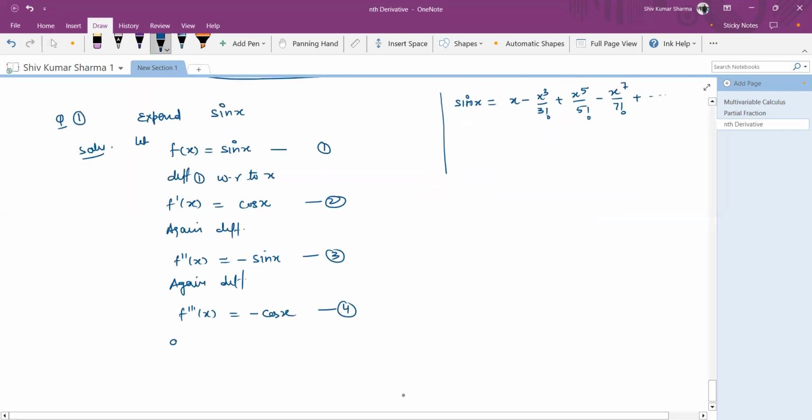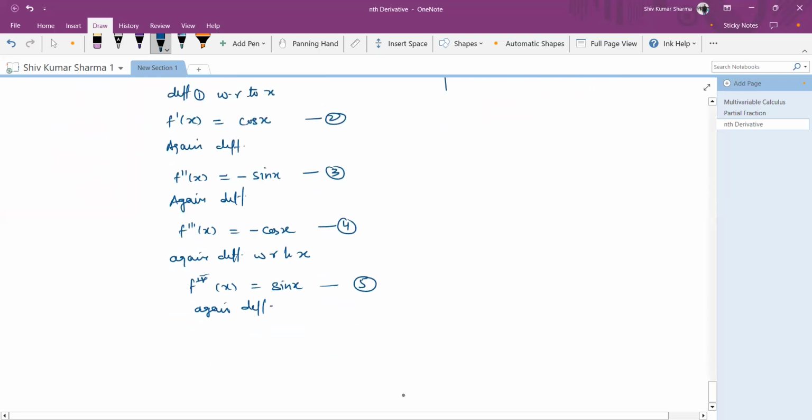Again differentiate with respect to x. So we write down f^4(x) is equal to sin x. Differentiation of cos x is minus sin x, so minus minus is plus. So this is equation number 5. Again differentiate. We see that f^5(x), the fifth derivative of this, is equal to cos x. So we differentiate 5 times.